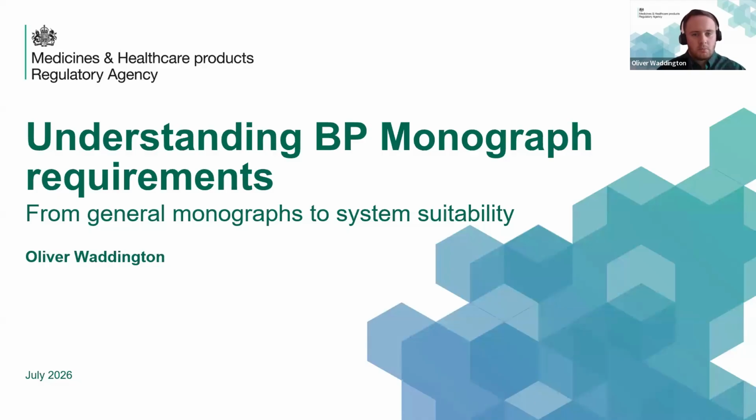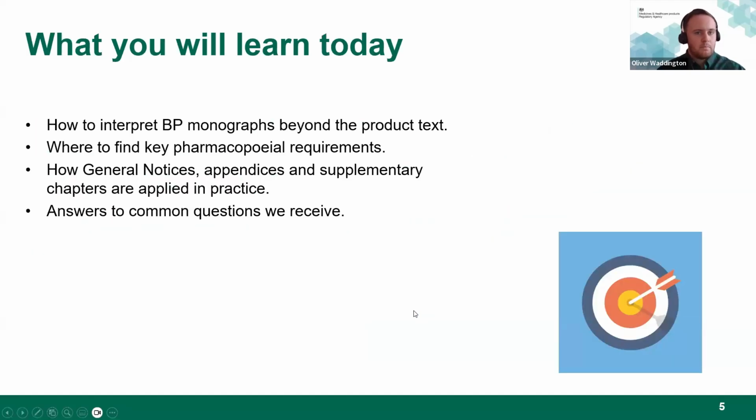So next slide, please, Carl. So by the end of the session, hopefully you should be able to interpret BP monographs beyond the product text. You'll be able to find where some of the key pharmacopoeia requirements sit. You'll be able to understand how the general notices, the appendices, and the supplementary chapters are applied in practice. And I'll be also going through some answers to some common questions that we receive. Next slide, please.